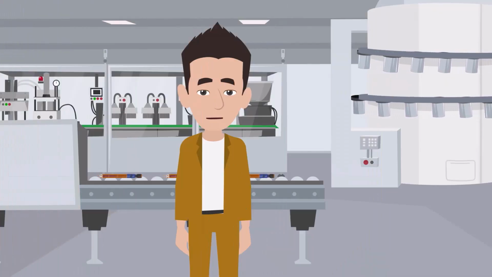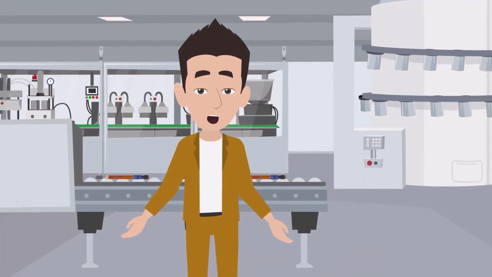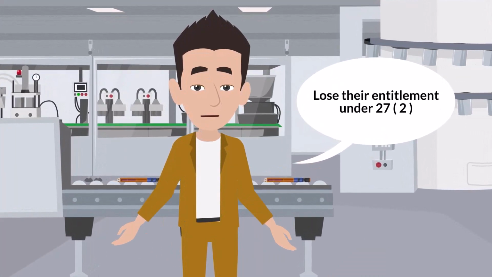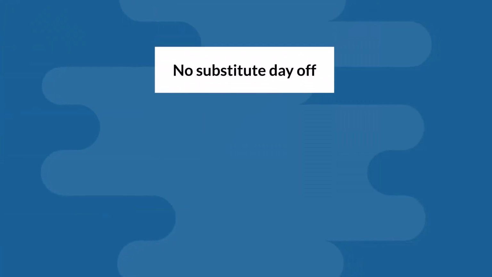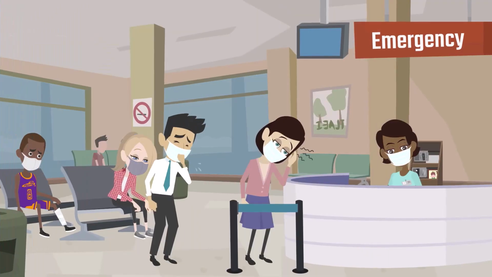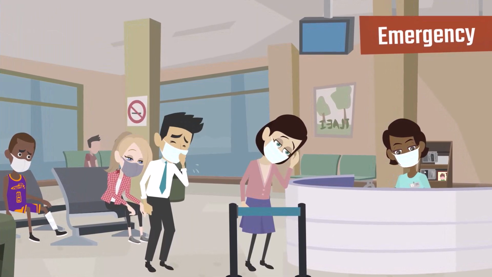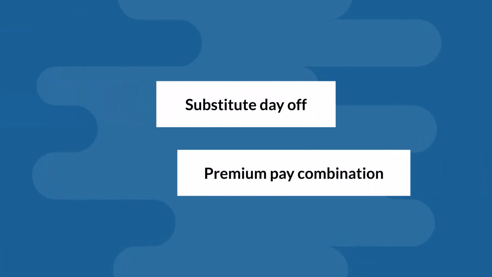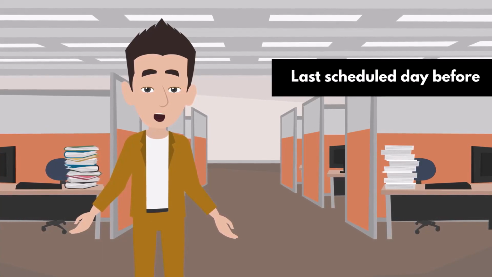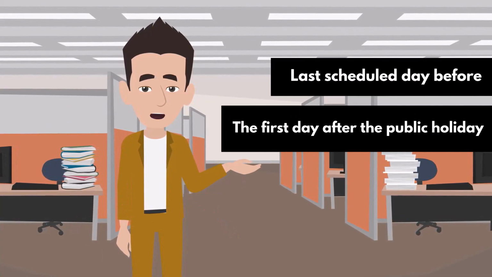If an employee, without a reasonable cause, fails to perform any of the work agreed upon for a public holiday, they lose their entitlement under subsection 2, which means no substitute day off or public holiday and premium pay combination. However, if the absence is due to a reasonable cause, the employee still retains the right to either a substitute day off or the agreed combination of pay, unless they also fail to work their last scheduled day before or the first day after the public holiday without a valid reason.